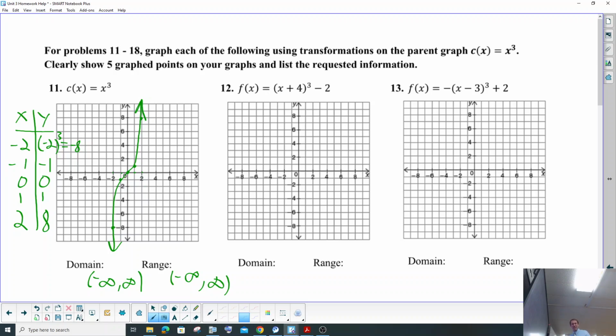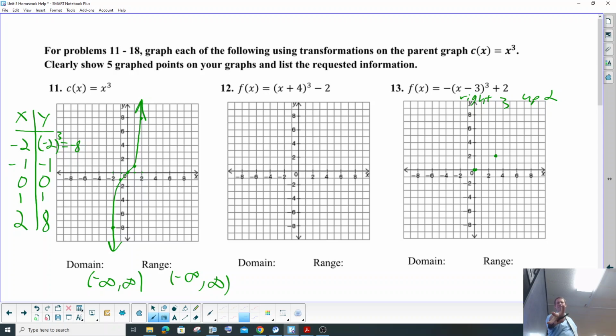So now we're going to be shifting, right? And reflecting over the x-axis for number 13. So we're going to go opposite now: right 3, and then up 2. So we have our origin, 0, 0. And we're going to go right 3, up 2, so that's our new origin.